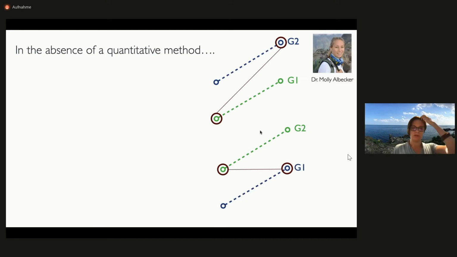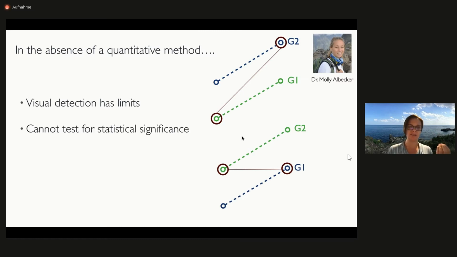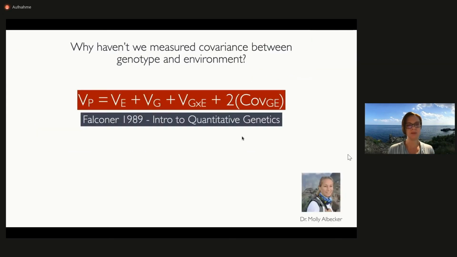So there hasn't historically been a quantitative method to measure this. It's only been based on visual patterns that researchers have talked about this. And that visual detection has limits. It's not a statistical test. That means we can't answer bigger questions about covariance, such as, how common is it? Is it as common as G by E? And why haven't we measured it?